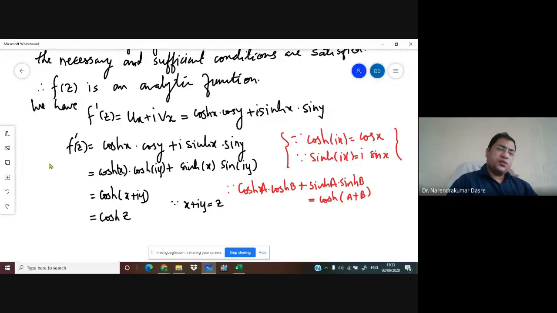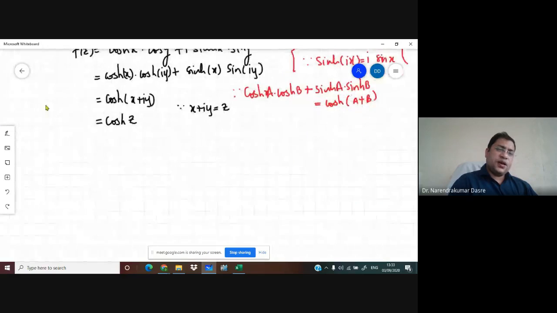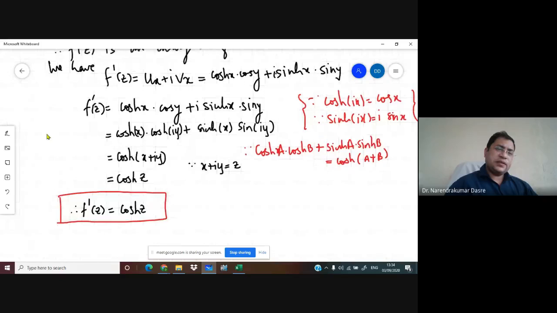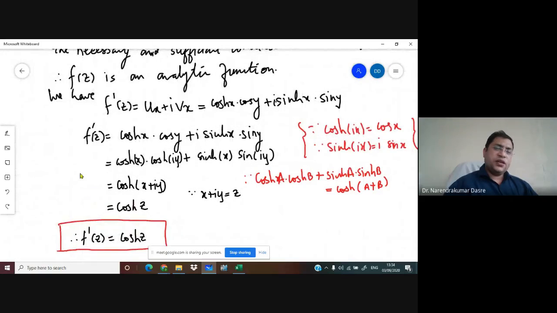So we got that f dash of z is equal to cos hyperbolic z. This way we are able to find the derivative of the given function in terms of z.